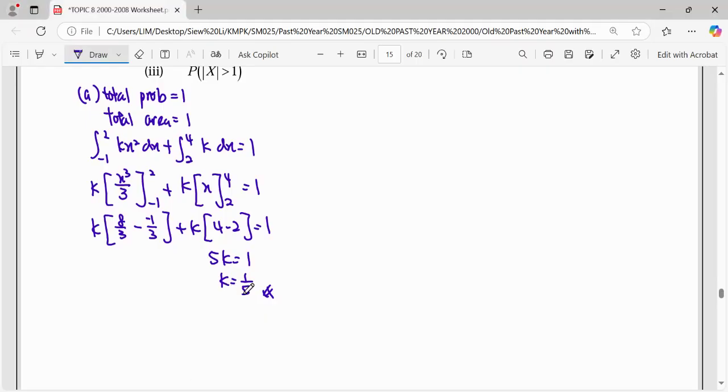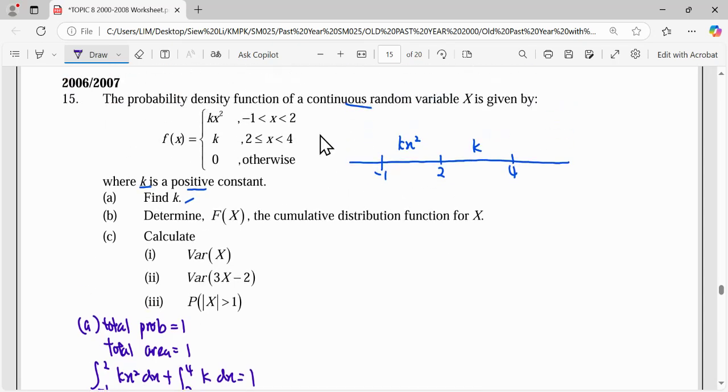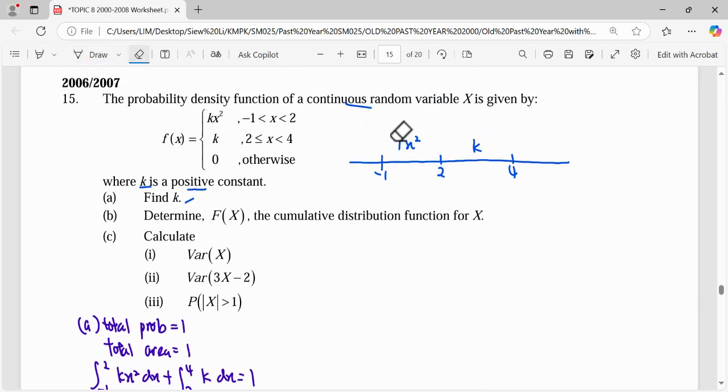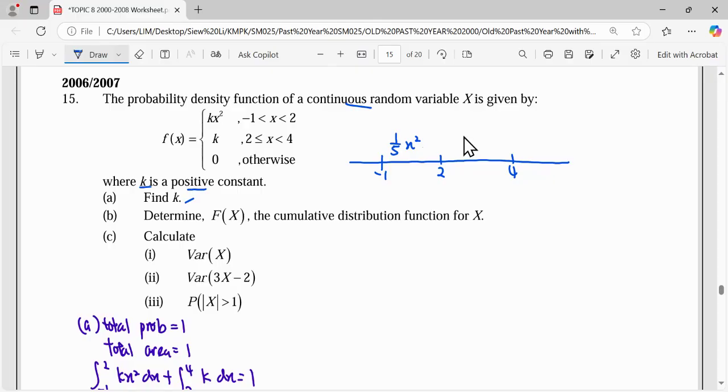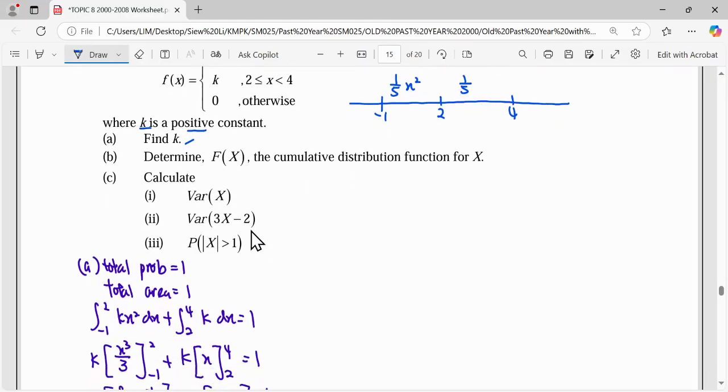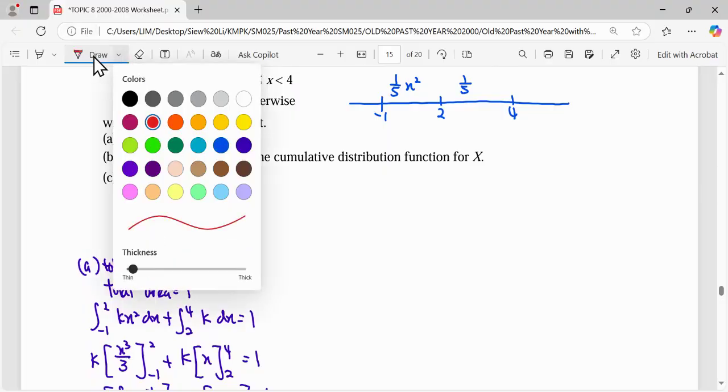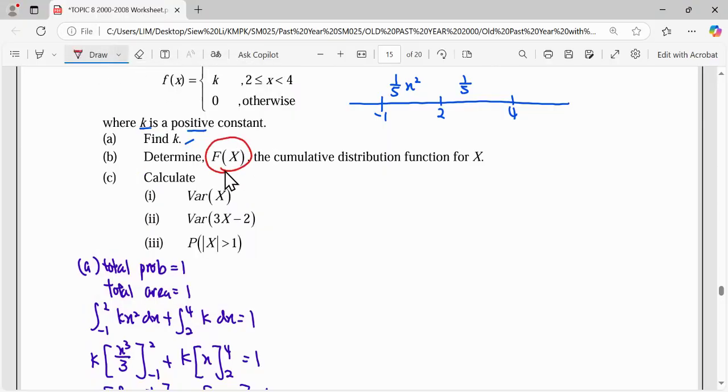So once we get this, k is 1 over 5. We substitute back into our interval here. And we continue to find out. The next question is to determine the cumulative function F. For finding F, we have to start from the interval before this. So this is our first step, second step, third step, and fourth step.